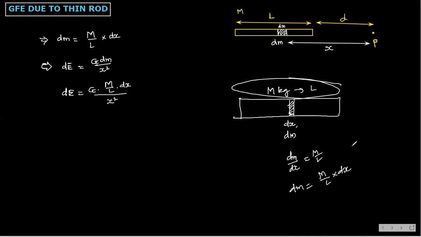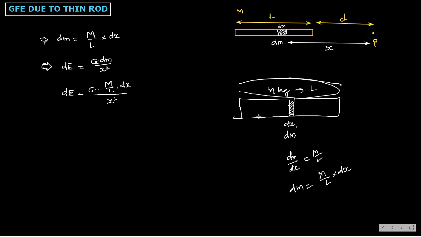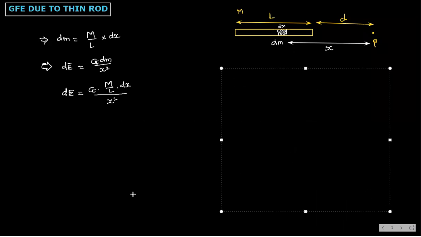It is uniformly distributed. How much part you take, that much mass only. Out of this, if some part is there like this, how much money you have, that much only you will take. Understood? And that's why I got this dm.